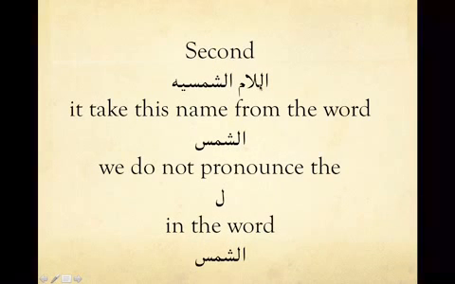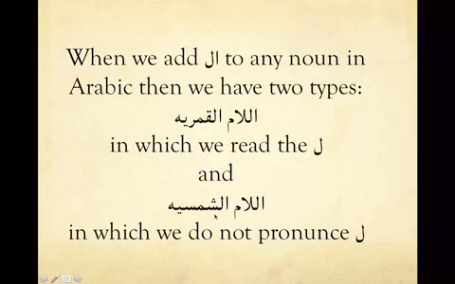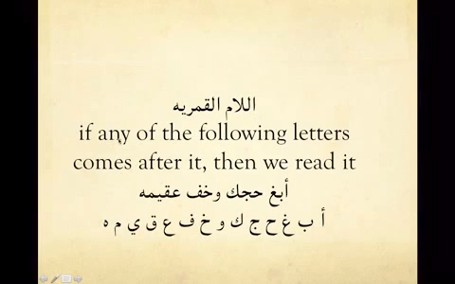The second one is Lam Shamsiyyah. It takes its name from the word Shams. We do not pronounce the Lam here. I say Shams. I skip the Lam and go right from the Alif to the Sheen. So when we add Al to any noun in the Arabic language, we have two types of lam: a Lam Qamariyyah, in which we read the lam, and a Lam Shamsiyyah, in which we do not read the lam. How can we decide which is Qamariyyah and which is Shamsiyyah?